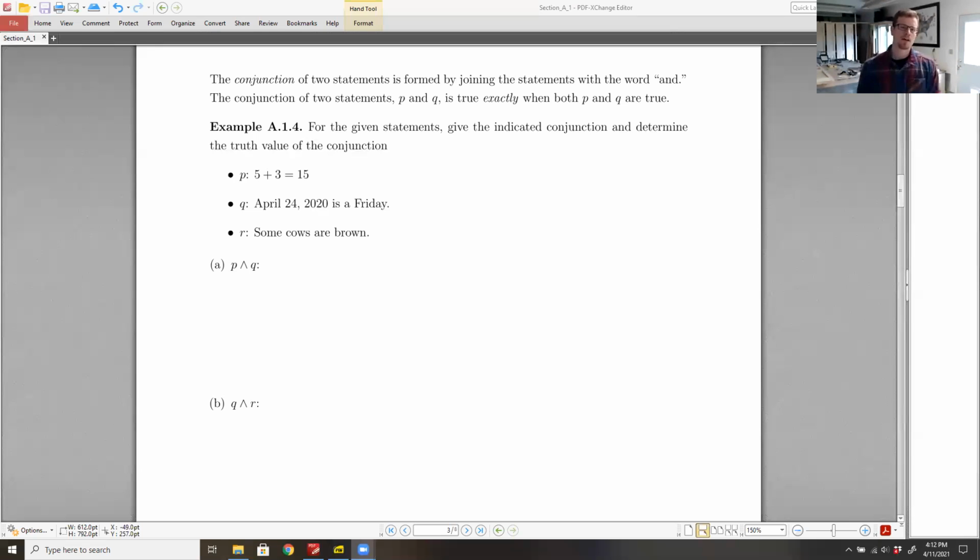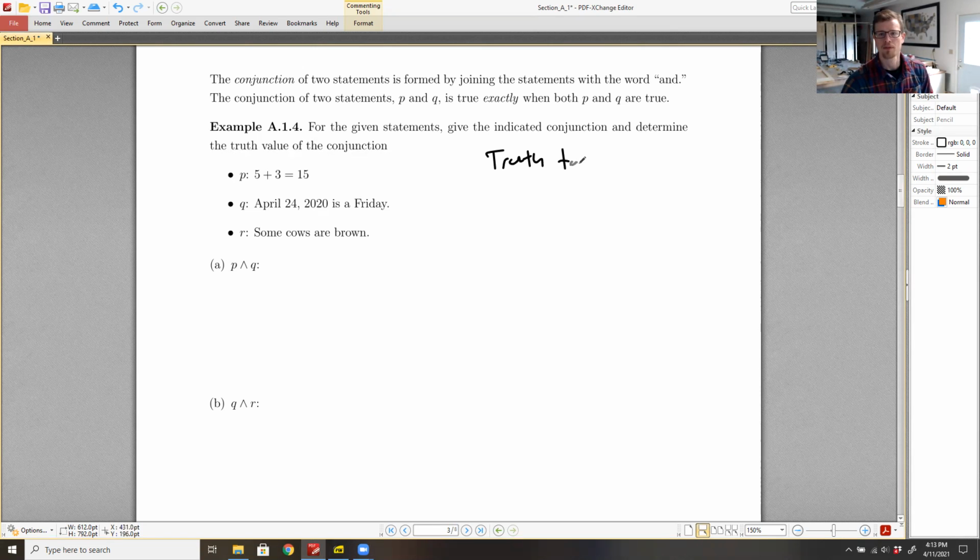All right. So the conjunction of two statements is formed by joining the statements with the word "and". It's true exactly when both P and Q are true. If we wanted to, we can take a look at the truth table here, and that might be a nice place to start.